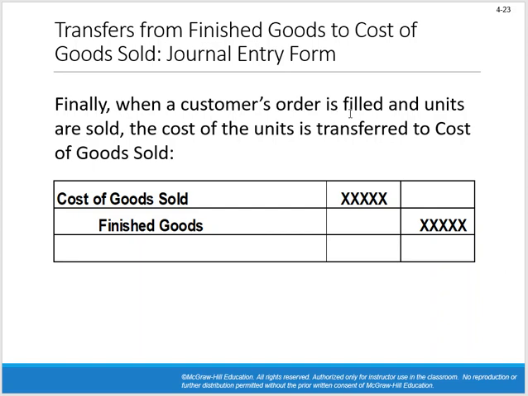So finally, when a customer's order is filled and units are sold, the cost of units is transferred to cost of goods sold. Now here, they're showing exactly what we just discussed in journal entry form, but they've kind of ignored the sales part of this entry. We would be doing this in conjunction with recording the sale, where we record the sale and the payment method in Part A, and then here we would relieve the inventory in Part B. And Part B is what we're looking at. So they've kind of ignored Part A, but Part B is where we remove it from inventory and we expense it to COGS. So that's a debit to COGS and a credit to finished goods inventory.